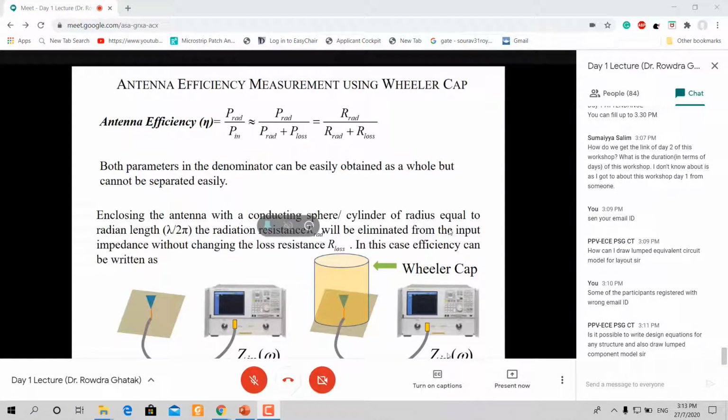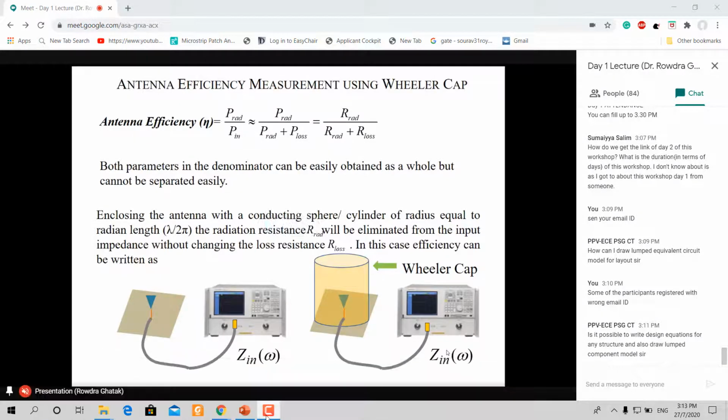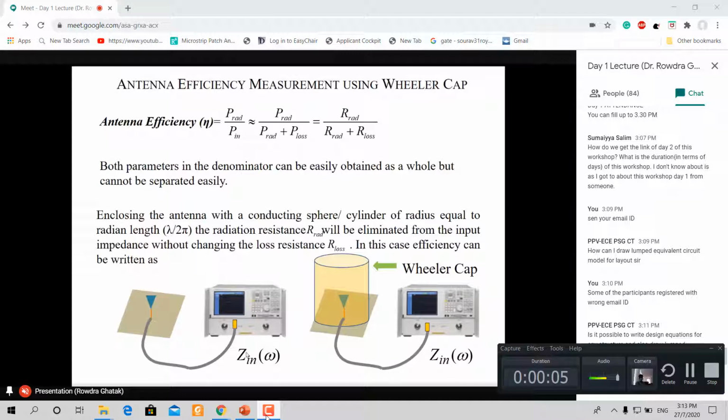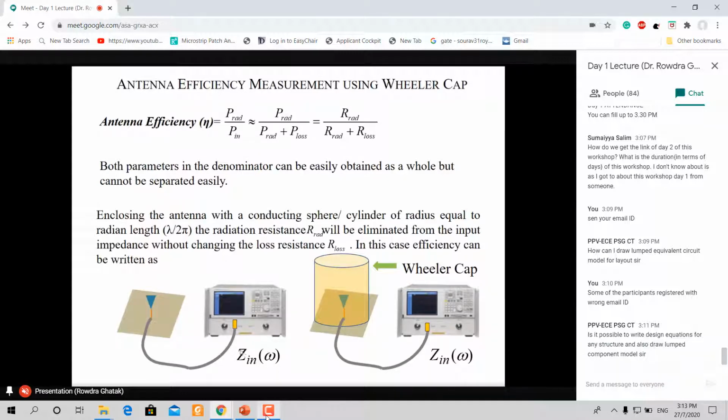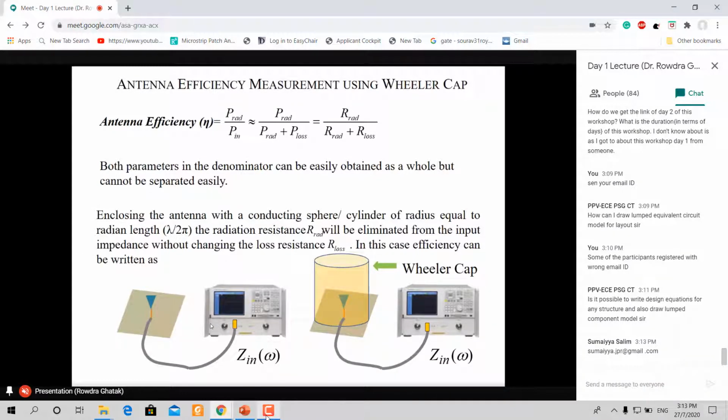Finding the input impedance with the cap. So without the cap, you generally allow the radiation resistance to be present. With the cap, you confine it within the near field region only. You eliminate any question of radiation resistance. You only take up the loss terms.